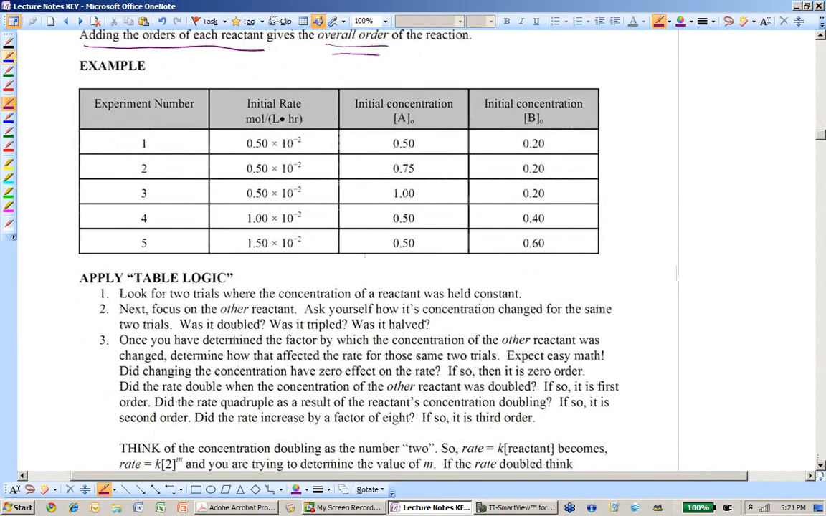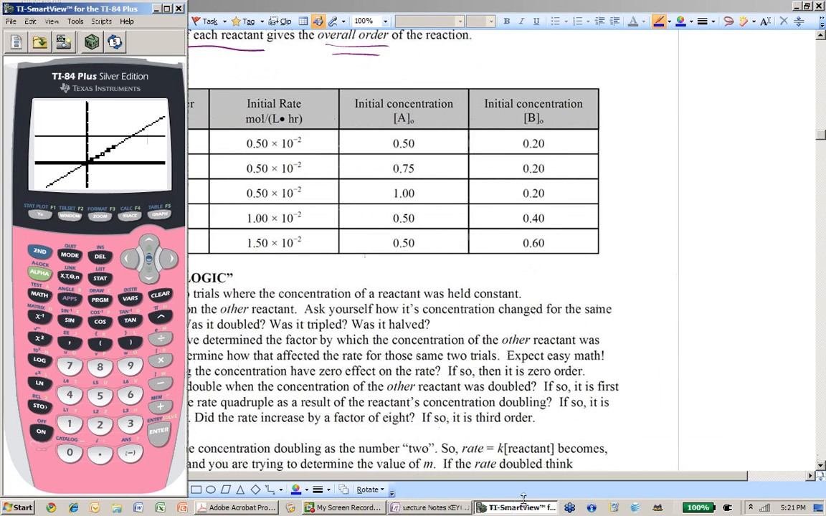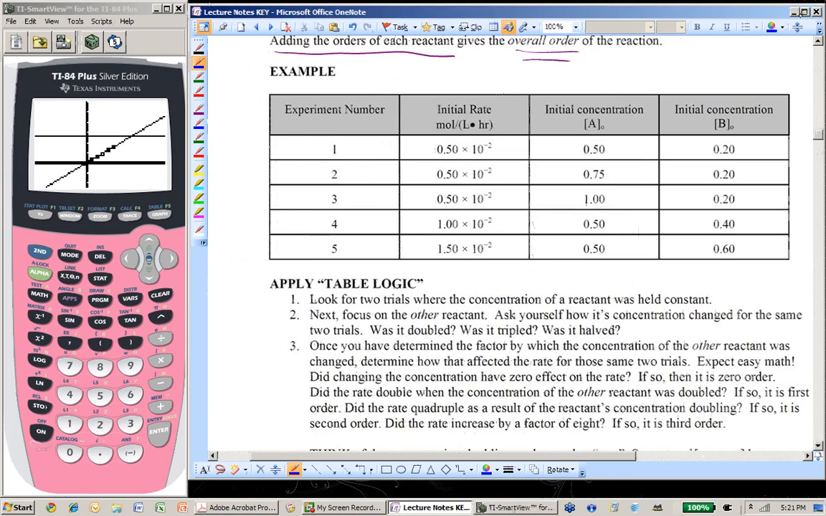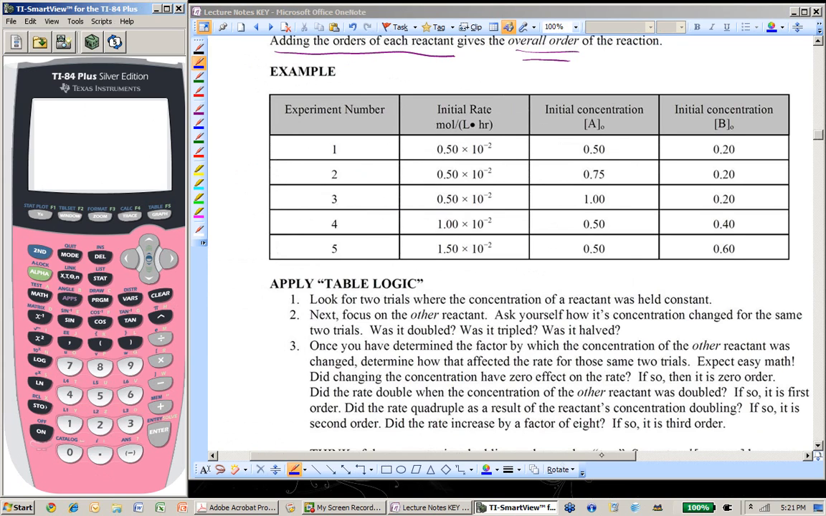All right, our first example. Ooh, makes me happy. Ooh, clear that screen. Has nothing to do with this. Okay, let's focus on this.